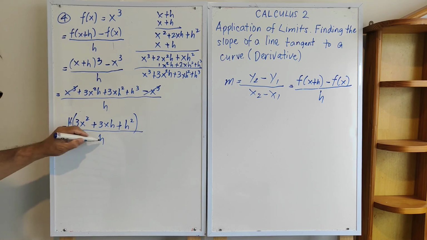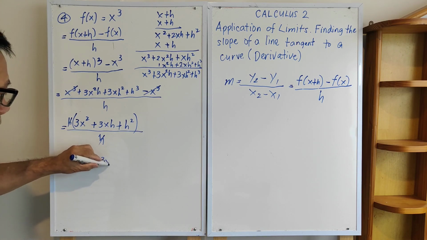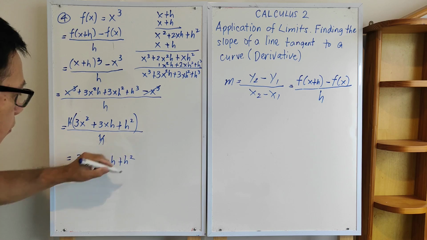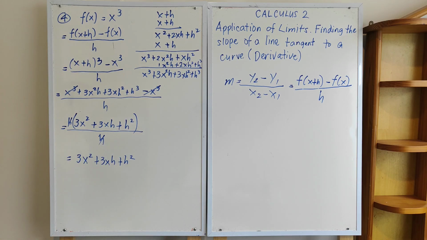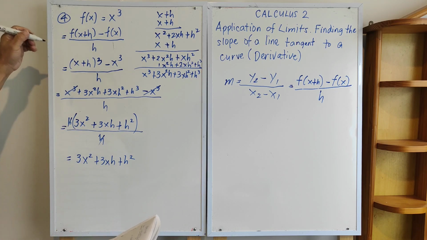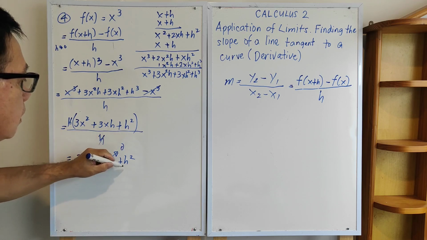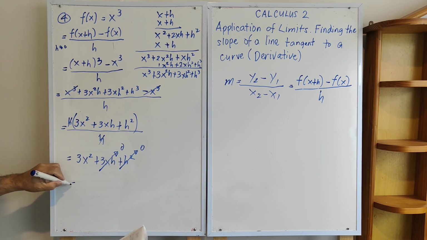So you can cancel h. What you have left is 3x squared plus 3xh plus h squared. This is now your quotient, the difference quotient. Now, as I mentioned, h approaches 0. So what is the limit as h approaches 0? This one becomes 0, this one becomes 0. So your slope will be 3x squared.